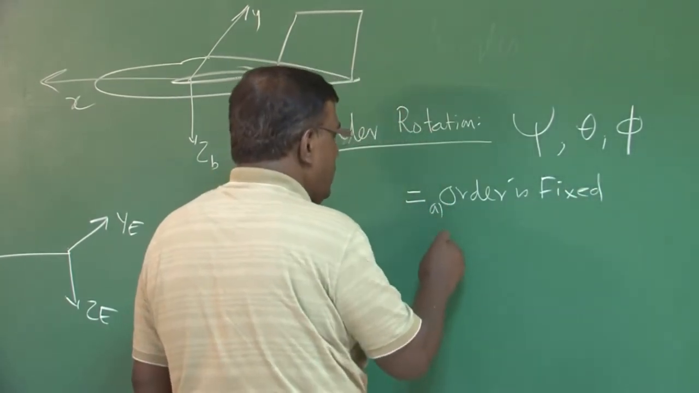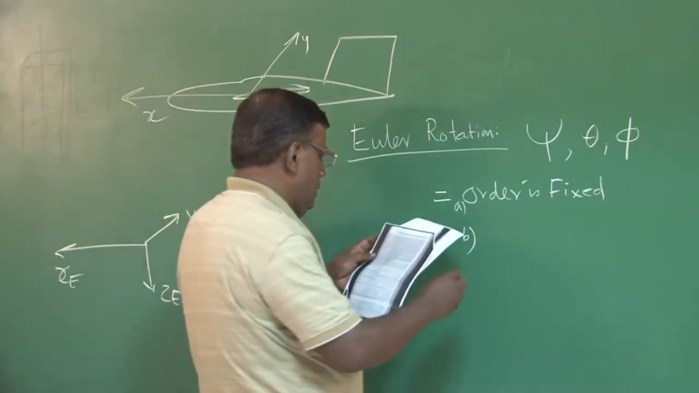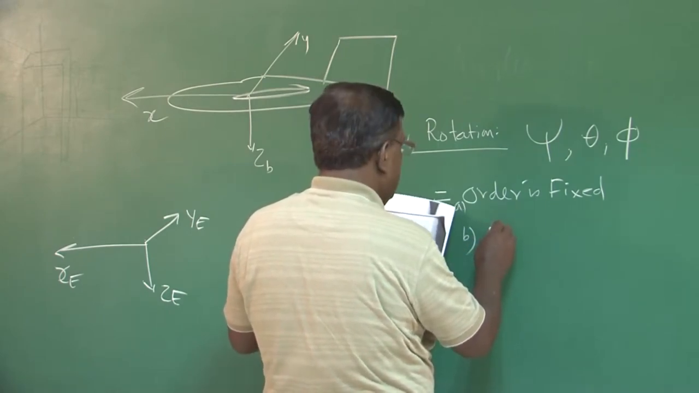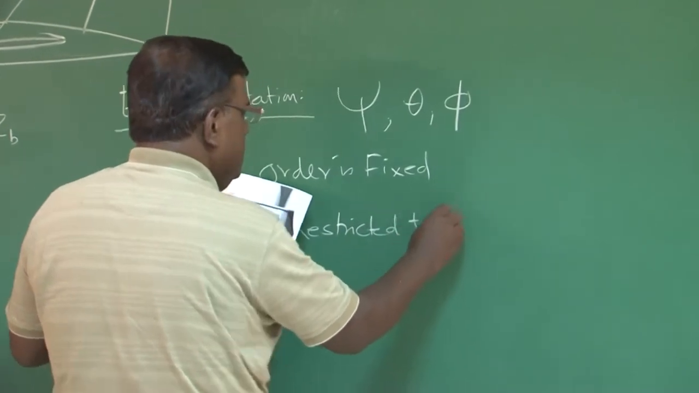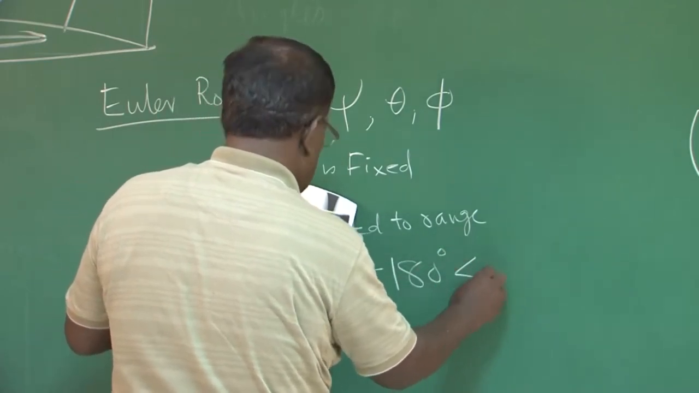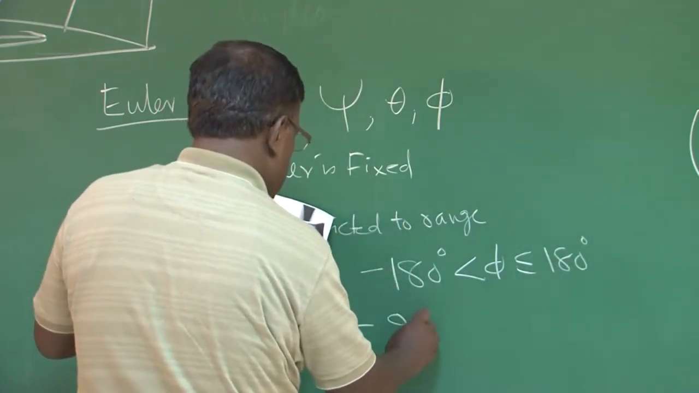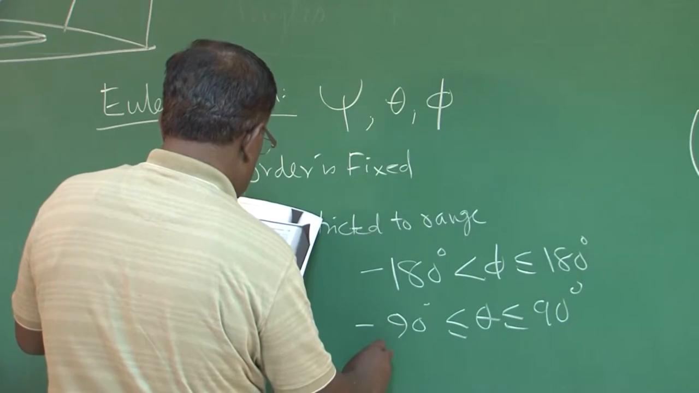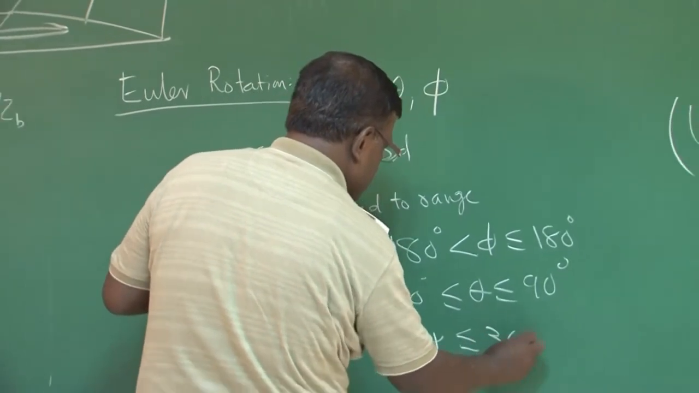And the second thing, which is also important, I'm just brushing up the earlier understanding. You should be clear that the standard convention is restricted to a range: minus 180 degree less than phi less than or equal to 180 degree, then minus 90 degree less than or equal to theta less than or equal to 90 degree, and 0 degree less than or equal to psi less than or equal to 360 degree.